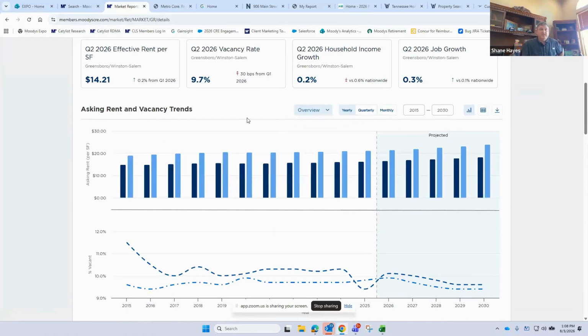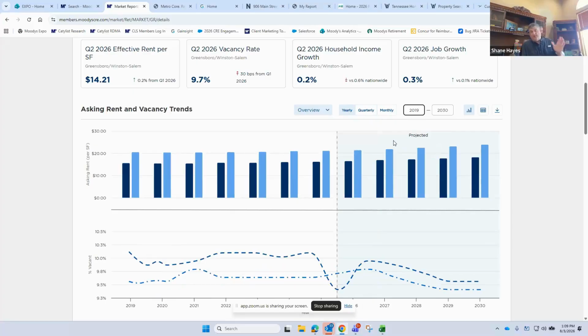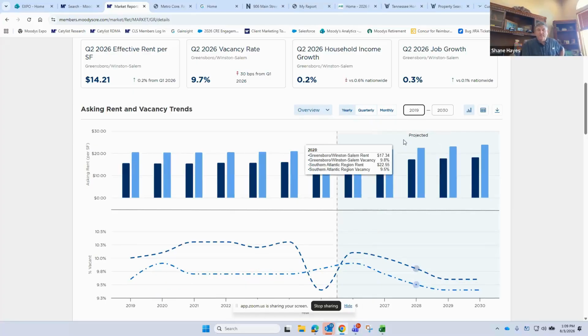It's going to talk about asking rent and vacancy trends. You can change that between yearly, which is our default, to quarterly. You can change the different subtypes here if you want, and you can change the timeline. So 2015 is going to be our default going back. If that's too far, just click in here, change it to whatever you want. If you want to come up to 2019 before we started with COVID, just click that, and then you can see that through the COVID time period.